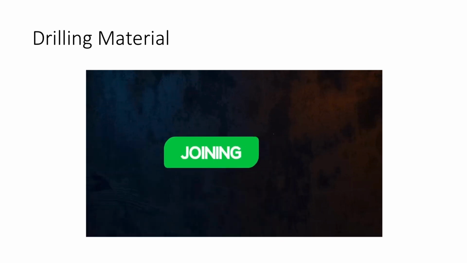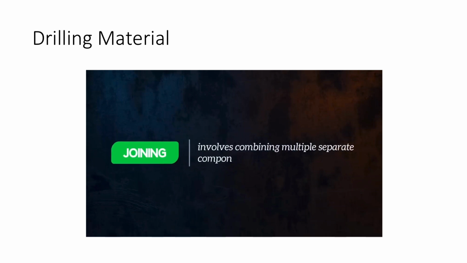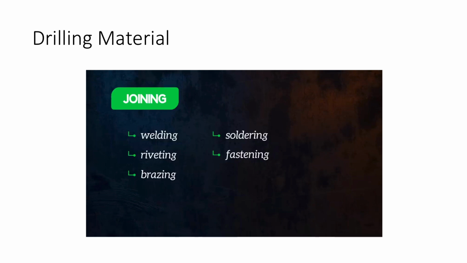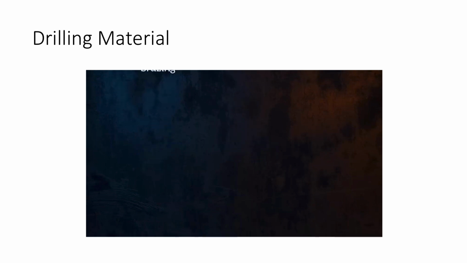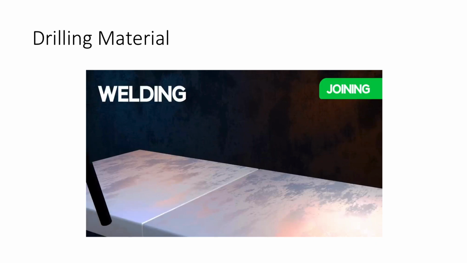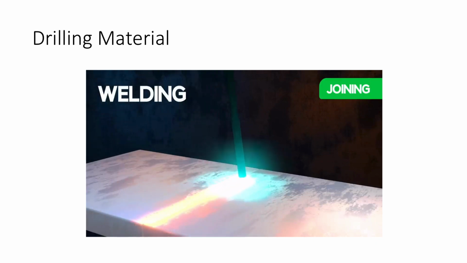Joining involves combining multiple separate components into a larger assembly. Like machining, joining is a secondary process. Welding, riveting, brazing, soldering, and fastening are all different types of joining processes. Welding uses extremely high heat to fuse distinct metal parts together. Unlike soldering and brazing, the base metal melts during welding.